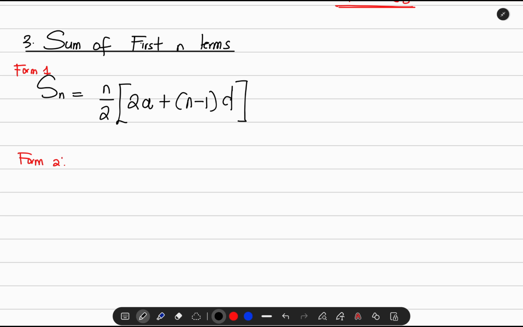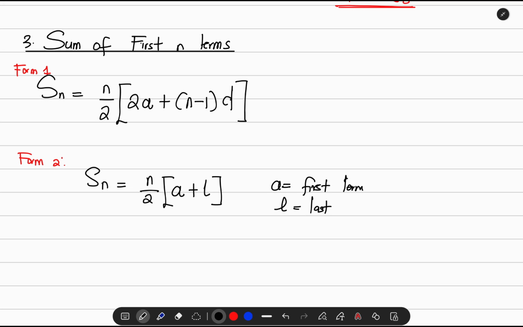Form number 2 is given by the sum of the first n terms equals n over 2, times a plus l, where a is the first term and l is the last term. So you can find the sum of terms using this formula or the other one, depending on how the question has been phrased.